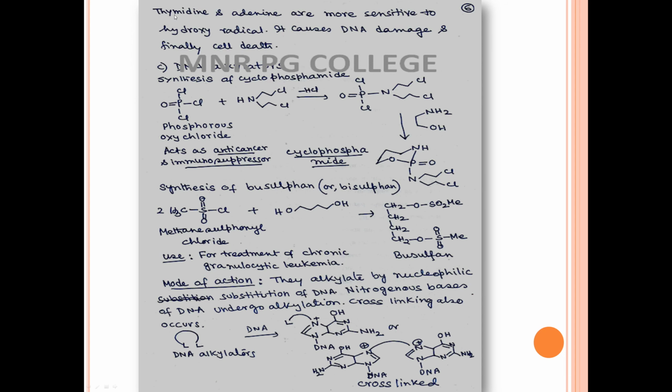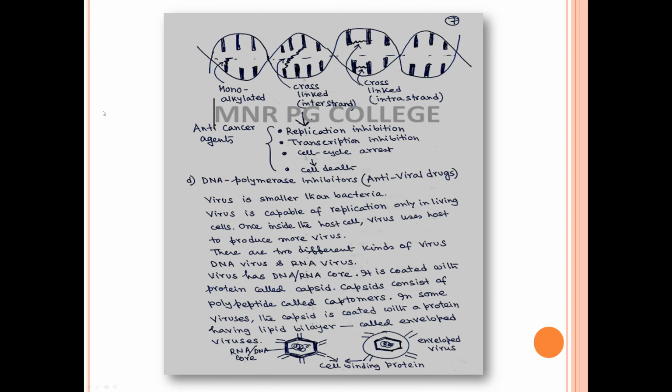Now let us see the pictorial representation. These are all the bases, and this is the DNA double helix. Only one nitrogen base is attacked by the drug molecule. This is called monoalkylated. So these can be used as anti-cancer.